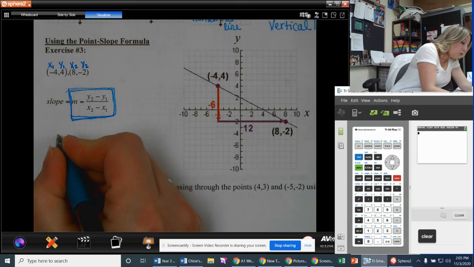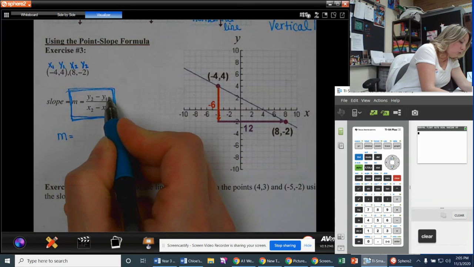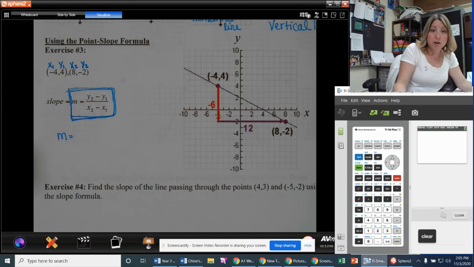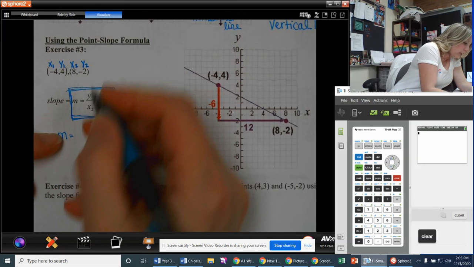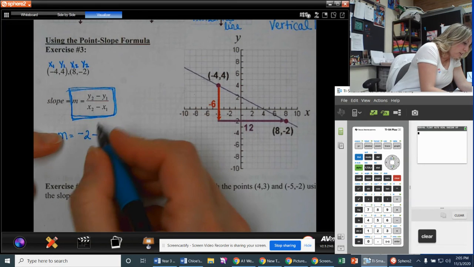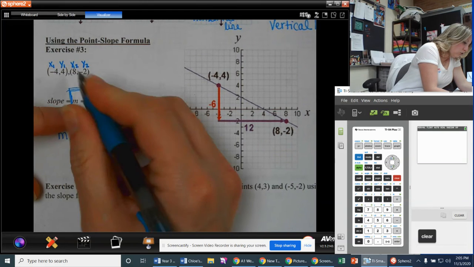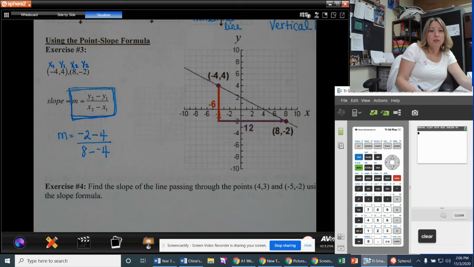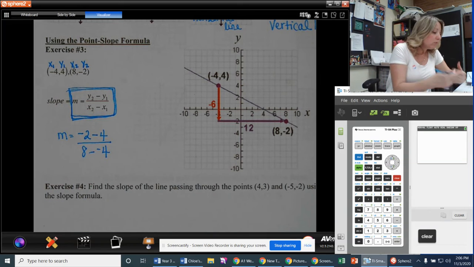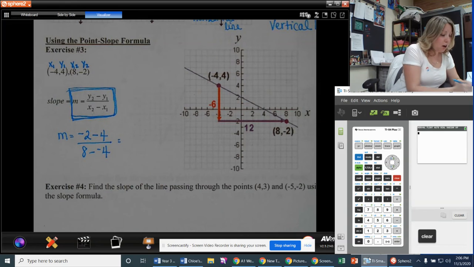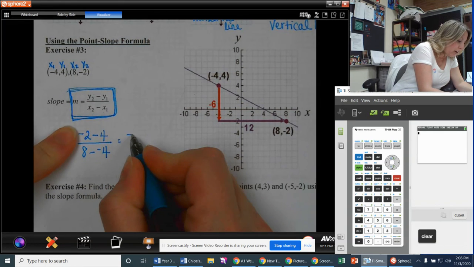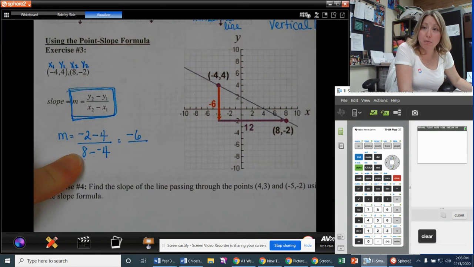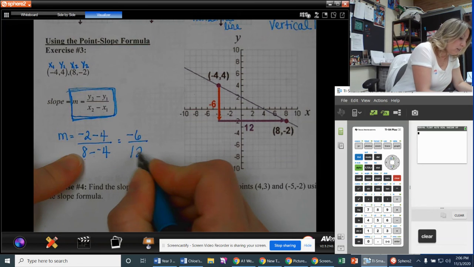Now what you do is substitute those values in for y2, y1, x2, and x1 in your formula. Bring the signs with because those are part of the value. So y2 is negative 2 minus y1 is 4 divided by x2 is 8 minus x1 is negative 4. So notice I bring the signs with even though I'm doing that subtraction. And now it's just a simple calculation. On the top, negative 2 minus 4 is negative 6. On the bottom, 8 minus a minus. Minus a minus is really plus a positive. I get a positive 12 on the bottom.